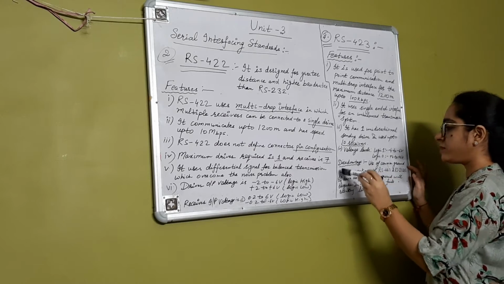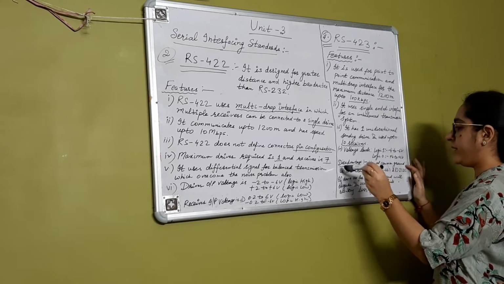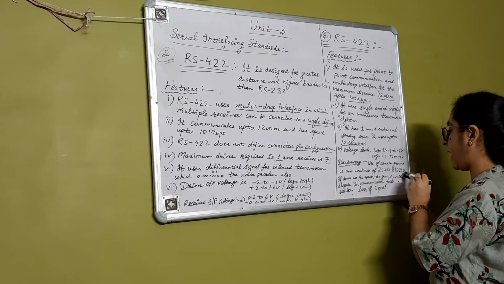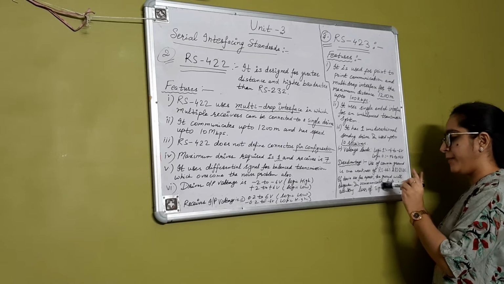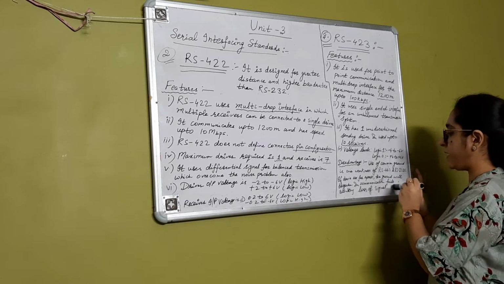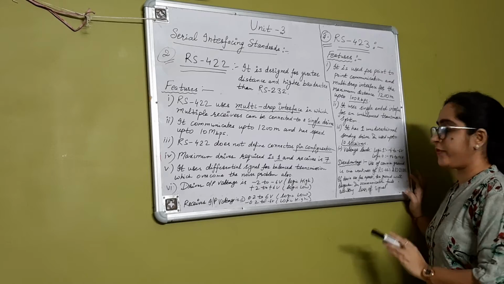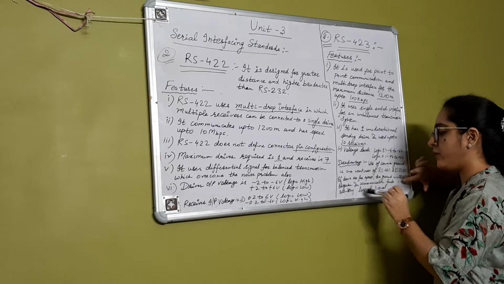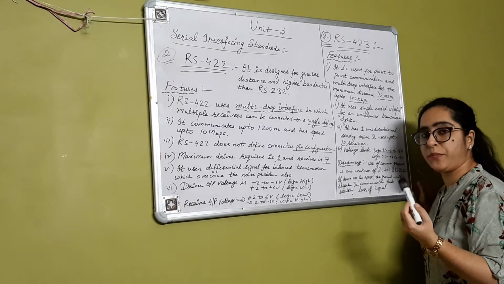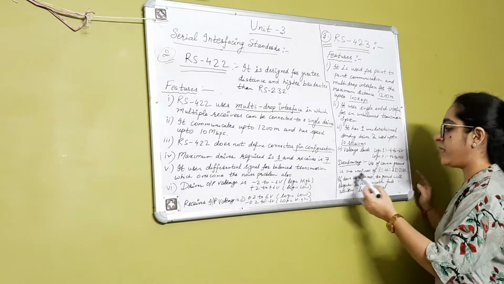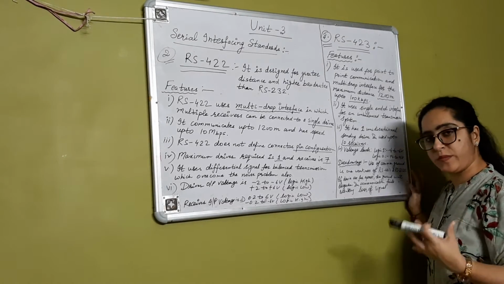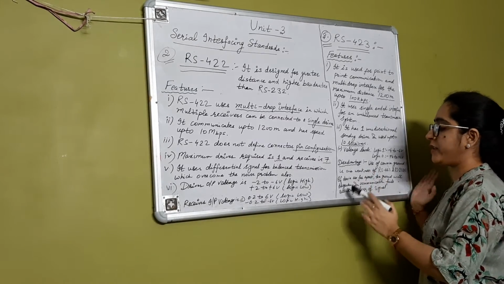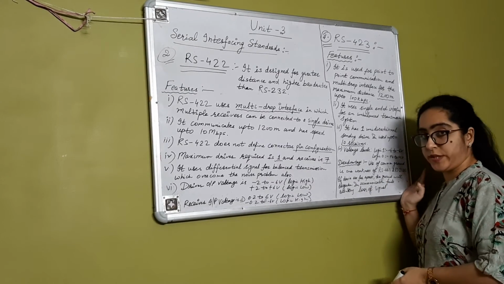Now disadvantages: use of common ground is one weakness of RS423 and 232. If devices are far apart, the ground will degrade and communication fails, resulting in loss of signal. Because it is carried by a single-ended wire, there is a common ground. Common ground at times has the problem of noise, due to which the signal gets weaker and at times it gets lost. So that is the problem or the disadvantage of RS-232 and 423.